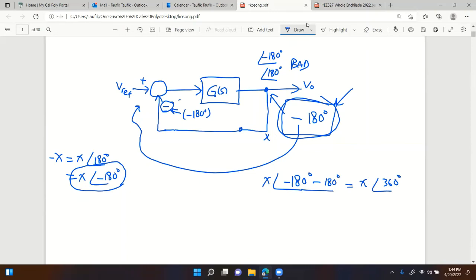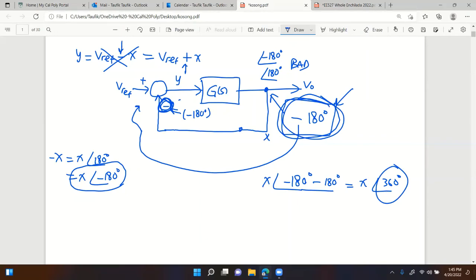Is that good or bad? Of course, that's bad, because now, see this signal right here, call it Y. Instead of having Y equal to V ref minus X, now you actually add instead of minus. Now this is no longer the case. It's going to be V ref plus X, because that negative sign is being canceled by this 180 degrees. That negative sign now becomes positive, becomes adding, because now you have 360 degrees. Make sense?